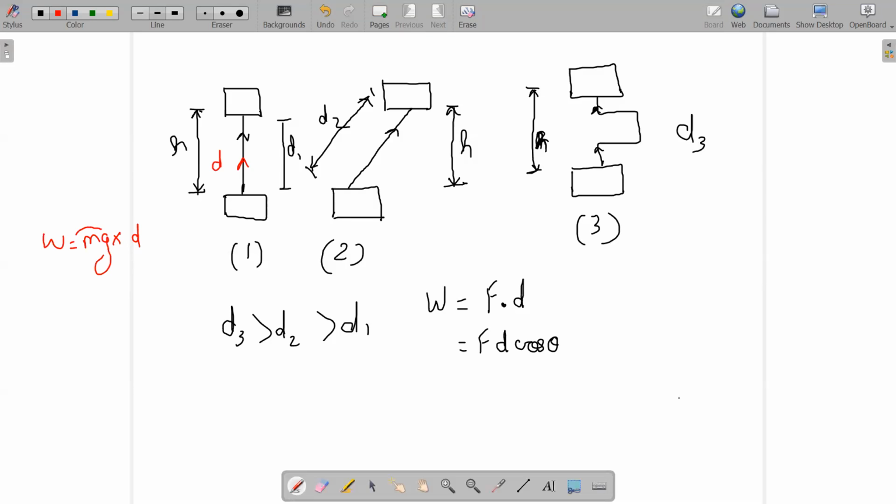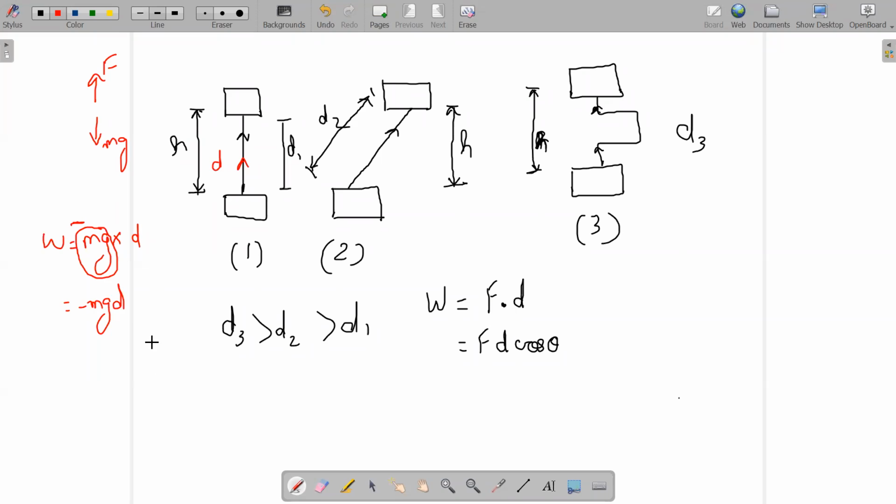Why are we taking mg? Because the force we need to apply to lift this block to this point is mg, because the force mg is acting downward. So if we need to lift this, we need a force equal to mg, right? And will the work done be mgd? No, work done will be minus mgd. Why is that? Because it is acting against gravity, in the opposite direction of gravity.